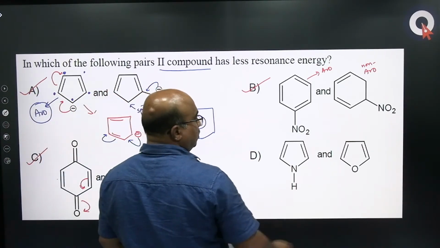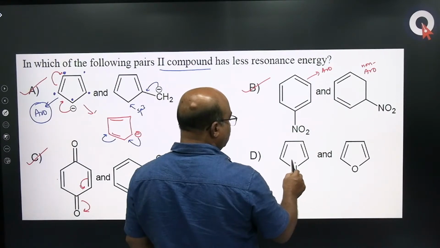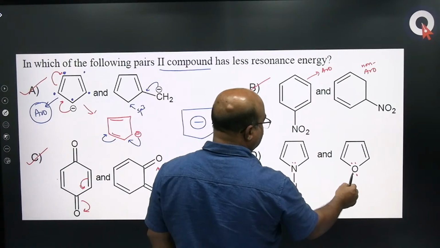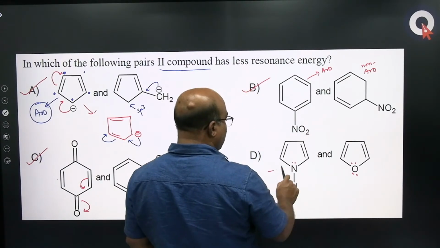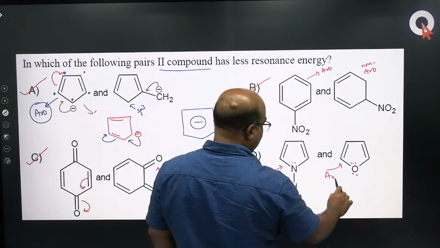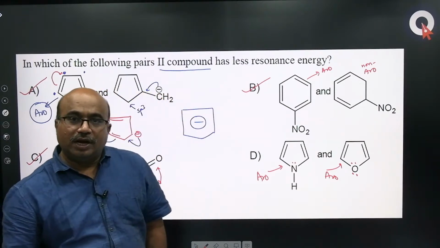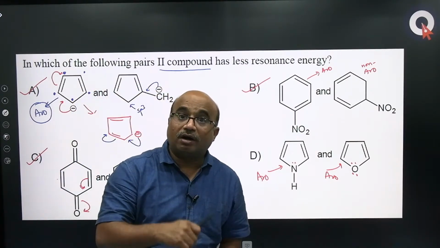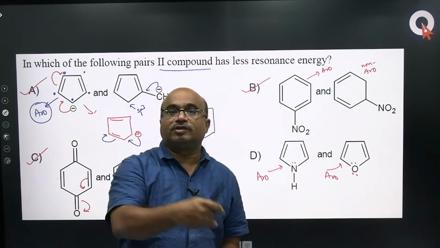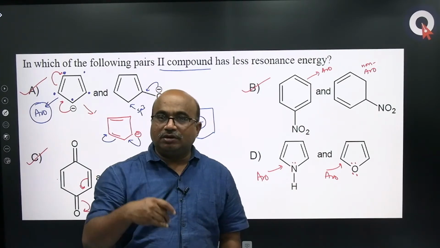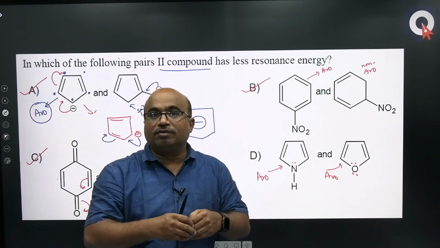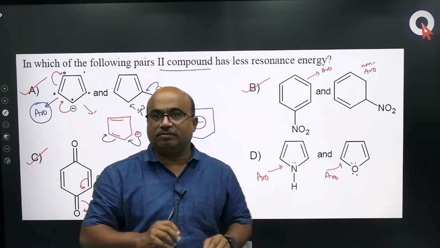Here again, the nitrogen lone pair is in conjugation. Here the oxygen lone pair is also in conjugation. Both the compounds, pyrrole and furan, are aromatic. But what we see is that the nitrogen delocalization is more than the oxygen delocalization. Why is nitrogen delocalization more than oxygen? Because the overlapping ability of nitrogen with carbon is high according to the VBT theory, valence bond theory.